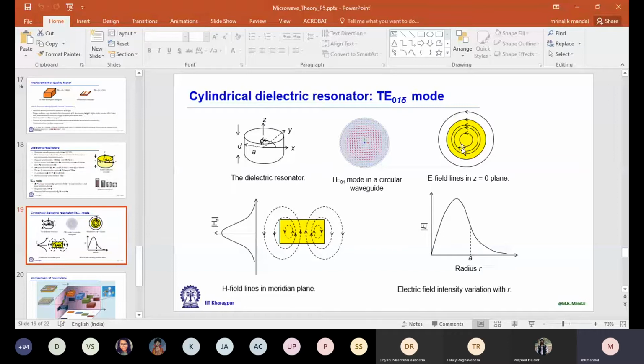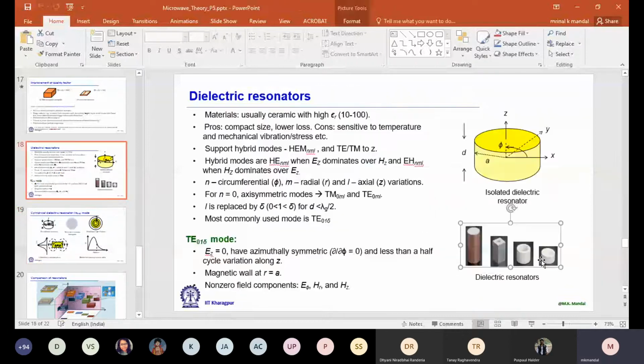But since the next higher order mode has the highest concentration along the axis, and we are decreasing epsilon r, its resonance frequency will increase. So we can actually push the next higher order mode to higher frequency. That is a standard technique used for any cylindrical resonator. You can see here, that's why they drilled actually all these cylinders, to push the next higher order mode to higher frequencies.